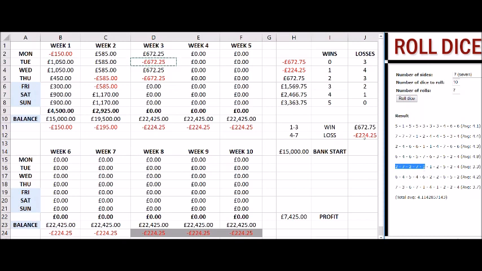So far there's 3 wins, which is 1569.75, but then we've also got 2 more wins, then a loss. So 2 more wins, and then a loss means that we end up with £2,691.